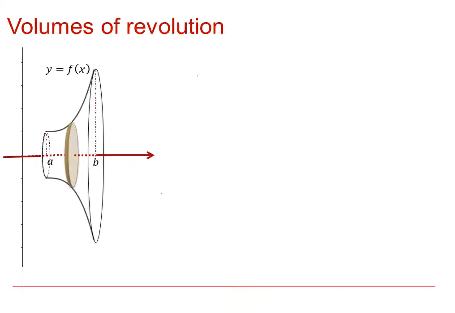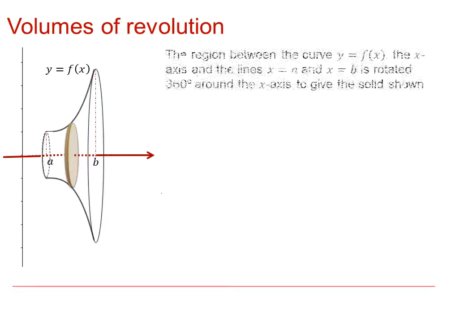So if we look at this situation where we have the curve y equals f of x rotated fully around the x-axis between x equals a and x equals b. So the region of the curve y equals f of x from a to b is rotated 360 degrees around the x-axis to create the solid. And what we need to look at is a formula for finding the volume generated.